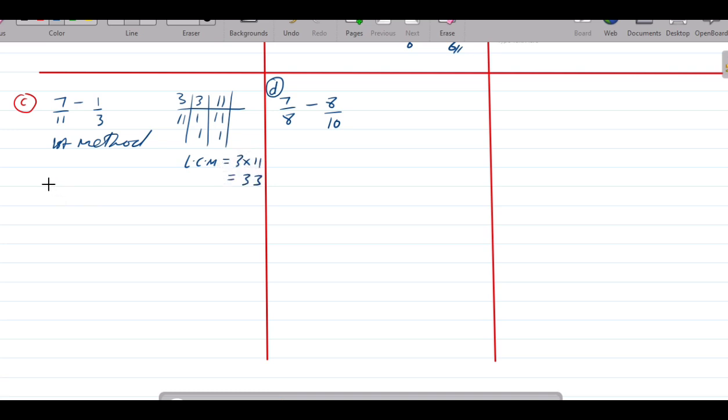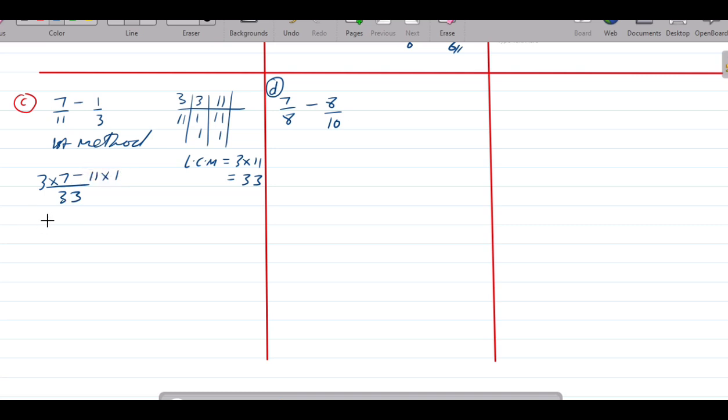Now that we have determined our LCM, let's divide the LCM by the denominators given here. So I'm going to be having my LCM here. 11 in 33 will be 3. 3 times, so we have 3 times 7 minus 3 in 33, that's 11. So I'm going to be having 11 times 1.